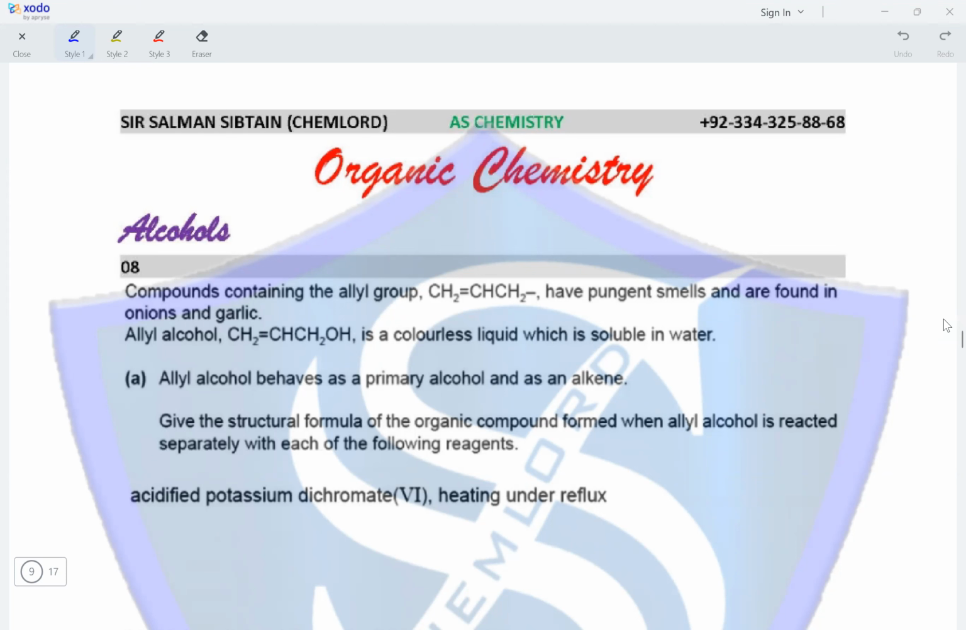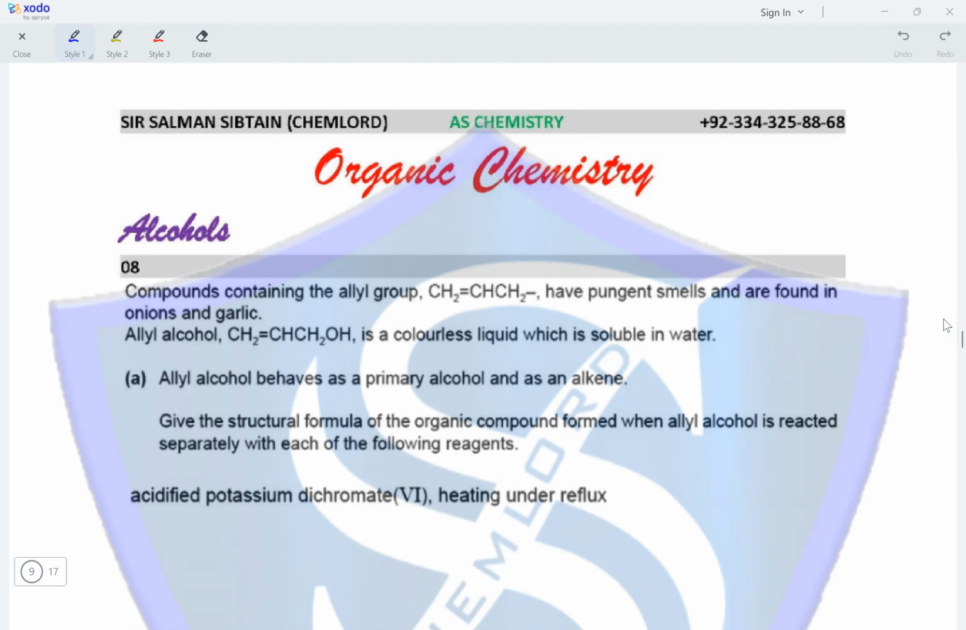Question 8. Compounds containing the allyl group have pungent smells and are found in onions and garlic. Allyl alcohol, CH2 double bonded to CH, single bonded to a CH2OH group, is a colorless liquid which is soluble in water. Allyl alcohol behaves as a primary alcohol and as an alkene. Give the structural formula of the organic compound formed when allyl alcohol is reacted separately with each of the following reagents.